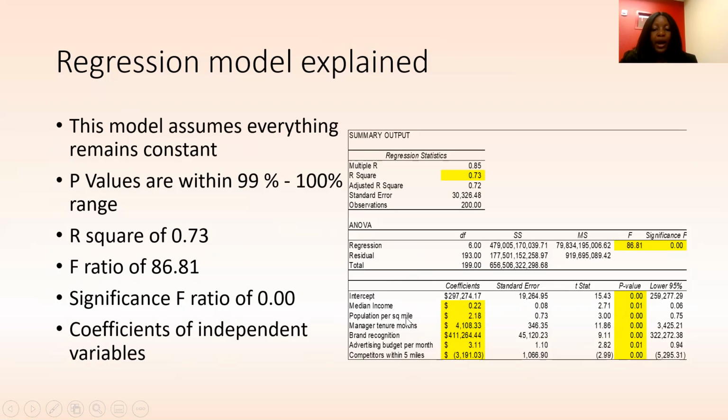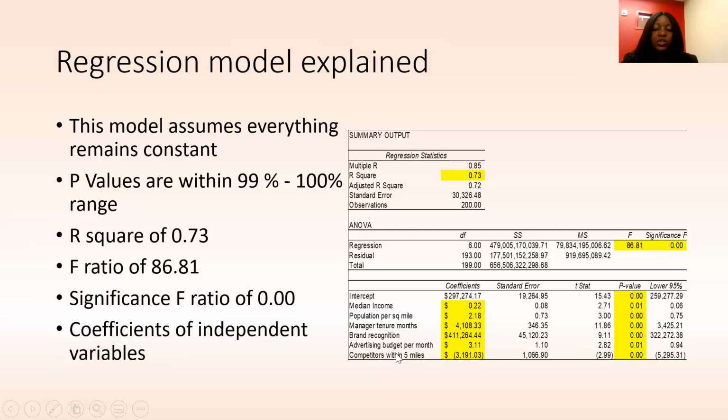For the population per square mile, every increase in population per square mile will increase sales by $2.18. And for the manager tenure months, the more months the manager stays in this position, the more sales will increase, by $4,108.33. And brand recognition, if it stays at 100%, we're able to increase our sales by $411,264.44. And for the advertising budget per month, any dollar increase in advertising will increase sales by $3.11.